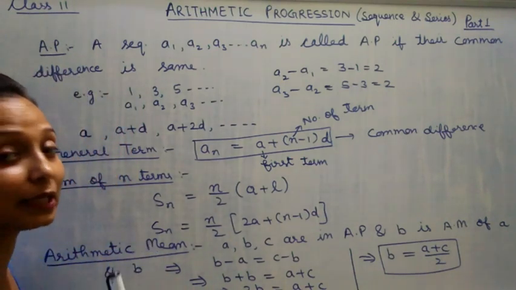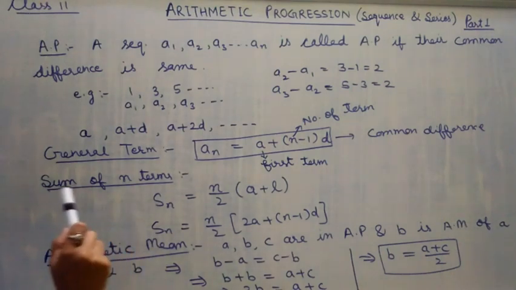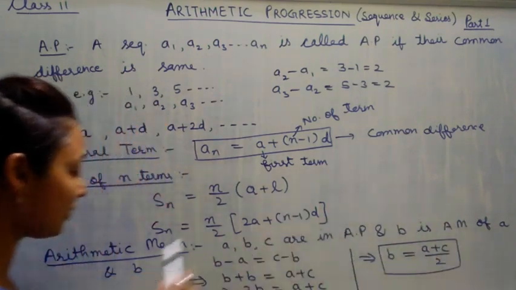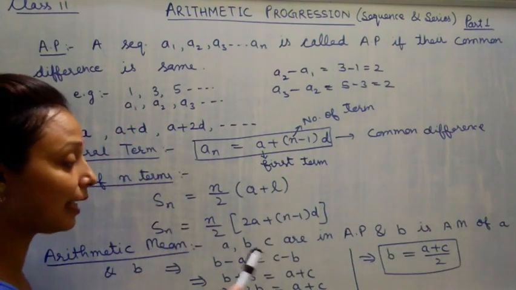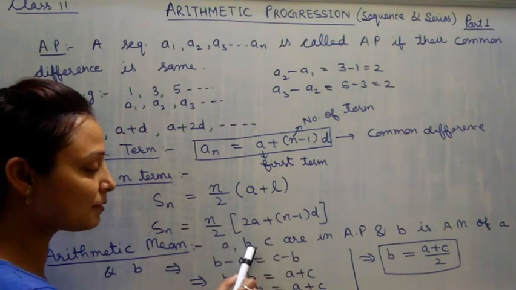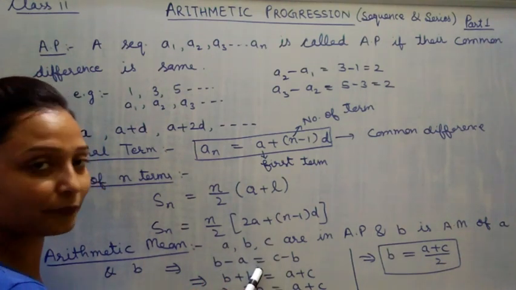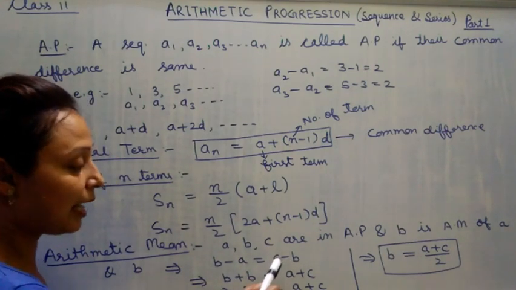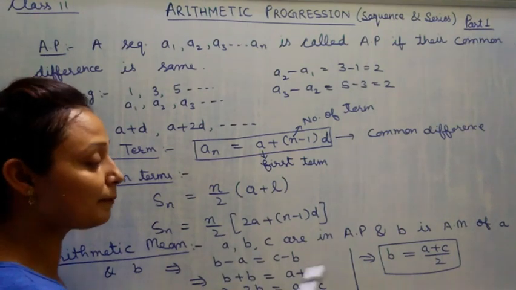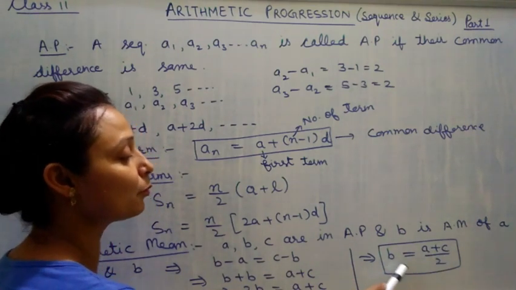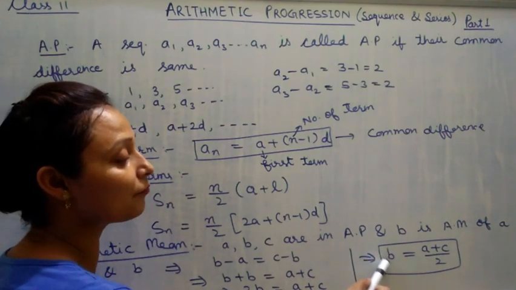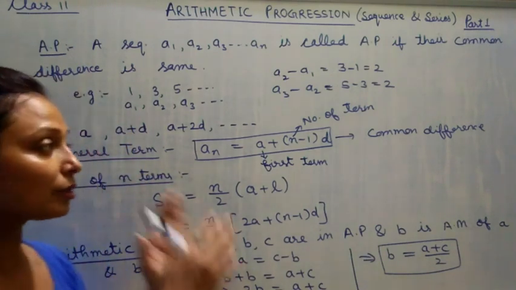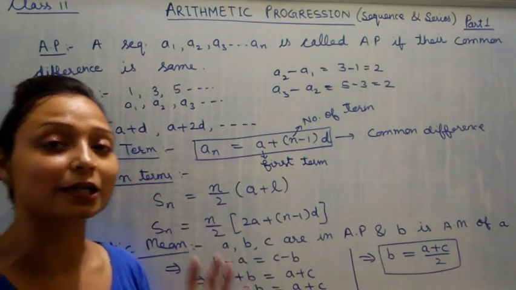Now come to the arithmetic mean. What is this arithmetic mean? A, B, C are in AP and B is the arithmetic mean of A and C. Then what about that arithmetic mean? A, B, C in AP means B minus A is equal to C minus B. When I take A and B to the other side, it becomes 2B equals A plus C. That means B is equal to A plus C divided by 2. That means the arithmetic mean of an AP is equal to the addition of the other two divided by 2. So this is the basic concept related to arithmetic progression.